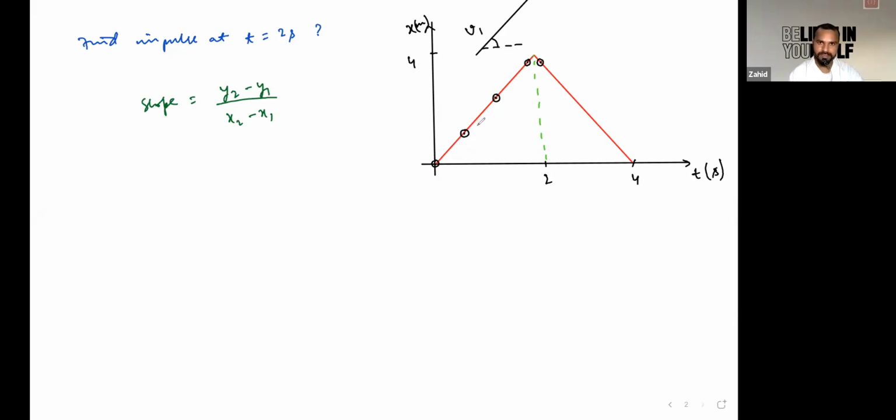From this graph, the coordinate of this point is (2, 4) and for this point it is (0, 0). So to calculate V1, it will be (y2 minus y1) over (x2 minus x1), that is (4 minus 0) over (2 minus 0). So it will be 4 upon 2, that is 2 meter per second. Is it clear till this part?